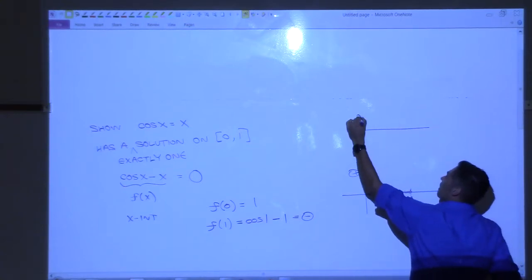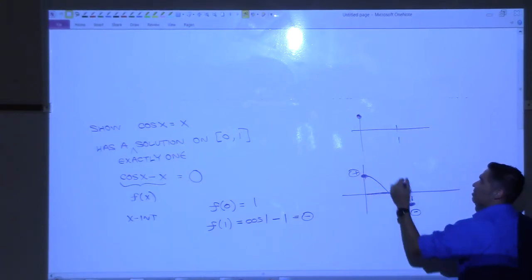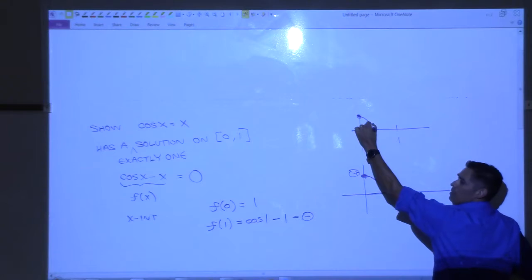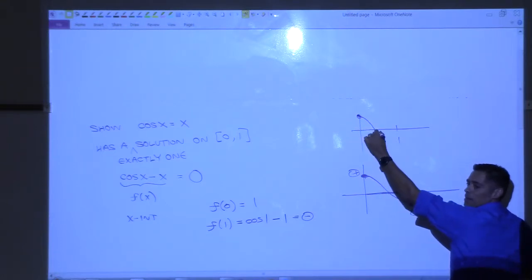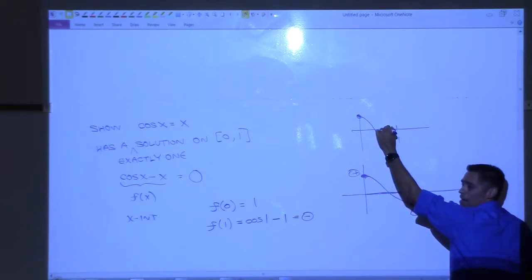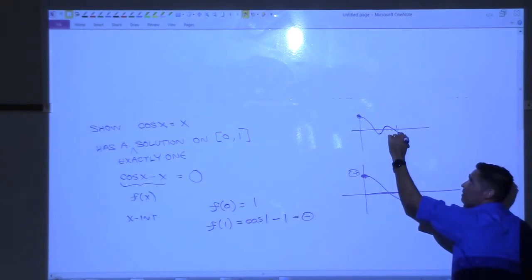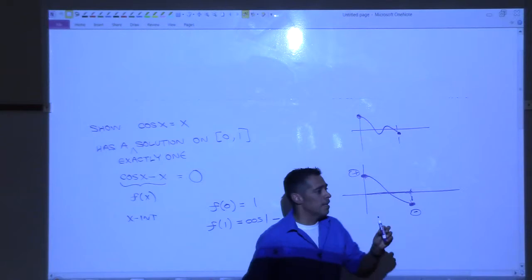If it had one answer, okay, let me draw another picture. What would it look like if it had two answers, two x-intercepts? I would have to go down, right, across, and then I would have to go back up, and then eventually I would have to come back down, right? So think about the derivative.